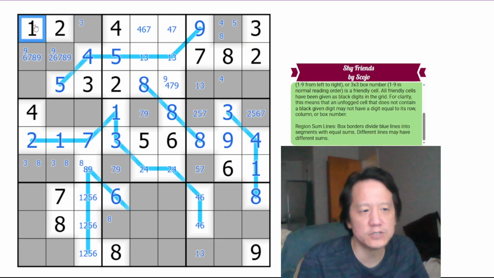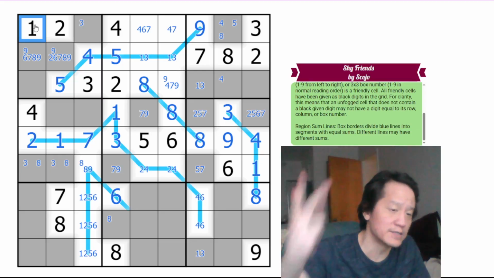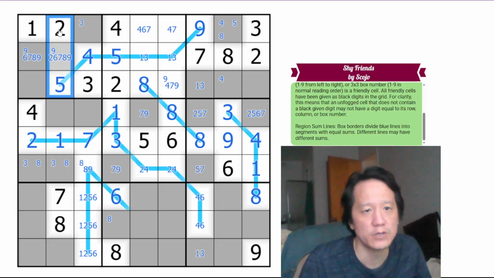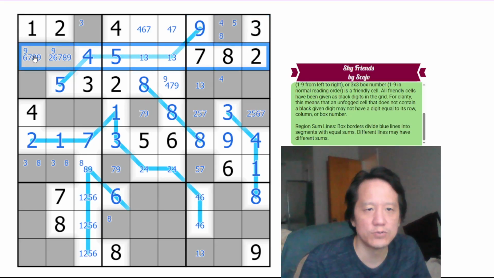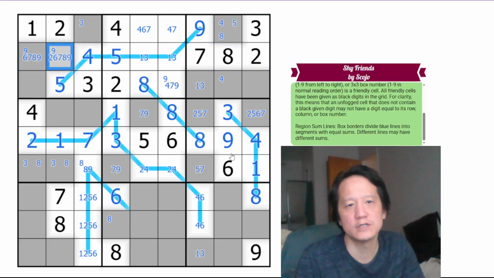1 matches its box number, its row number, and its column number. 2 matches its column number here. 3 matches its row and its column. This 4 matches the column. 2 matches the box number. 3 matches the box number. 2 matches the row number. So this can't be 2. We can't have 2, 7, or 8 here. This can't be 7 or 8.